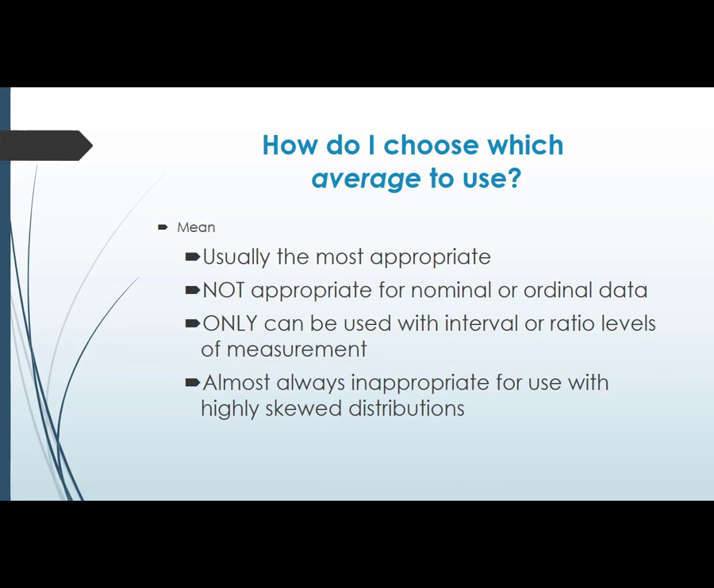Mean is usually the most appropriate. So the one we spent all of the last lecture on, which is Y-bar by itself, is usually the most appropriate. However, the mean is not appropriate for nominal or ordinal data. Okay, remember, it's only to be used with interval or ratio levels of measurement because there's an even space between each. It's almost always inappropriate for use with highly skewed distributions. So the example where there was a random number of 229 and the rest were all below 12, that would not be a time you want to use an average because that's really going to pull the mean score up.